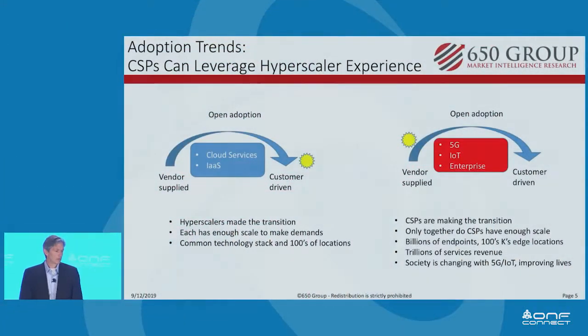So to the extent that communication service providers work together and have enough scale to request or demand a change in the industry, I think this can be quite successful. And later I'll show you just how successful I think it can be. The other difference between a hyperscaler network and a communication service provider network is that we're talking about a very different scale of network. Communication service providers have hundreds of thousands of edge locations and trillions of dollars of services revenue, and that's a very different type of network. So when we make comparisons between hyperscaler and communication service provider, it's important to know they are quite different, and we recognize that.